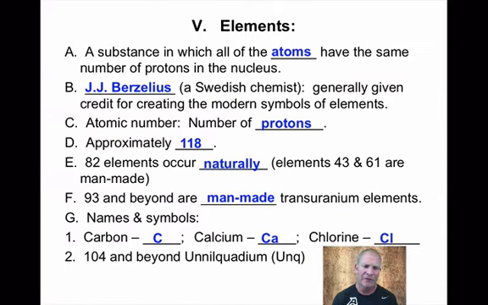Then we move on to some that are man-made but haven't quite been named yet, so they have their place on the periodic table, like 104. The symbol for 104 is Unq, which is unnilquadium. So un is 1, nil is 0, quad representing 4, so 104.